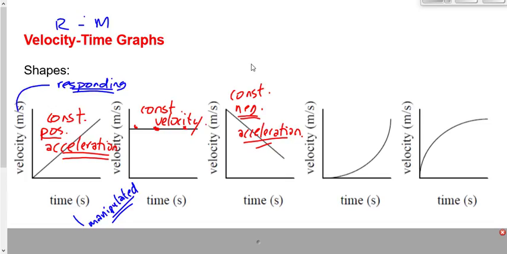What about this fourth one? Curving upwards. Not only is the velocity increasing, but the rate at which the velocity increases, listen carefully, it's kind of a mouthful, is increasing. Does that make sense? Not only are you speeding up, but you're speeding up quicker and quicker and quicker.